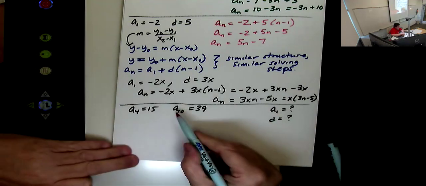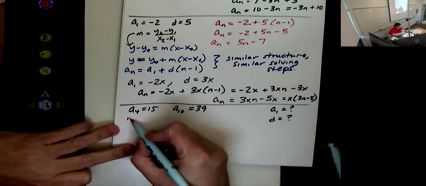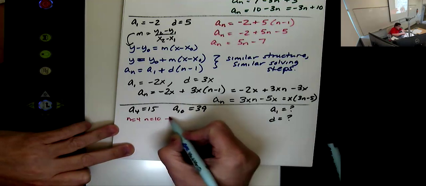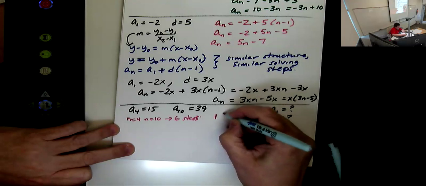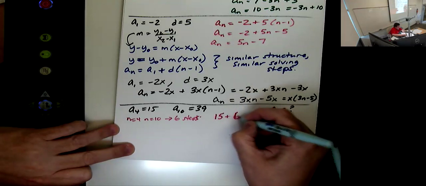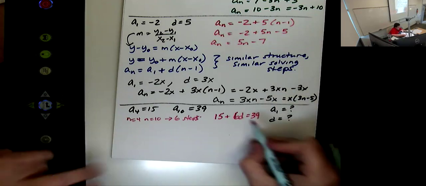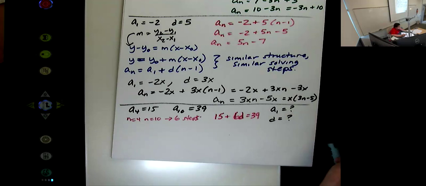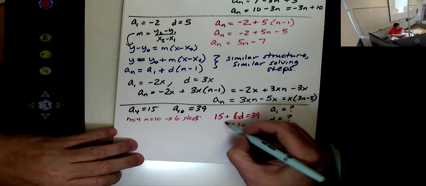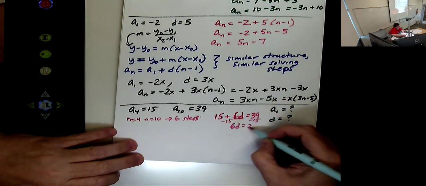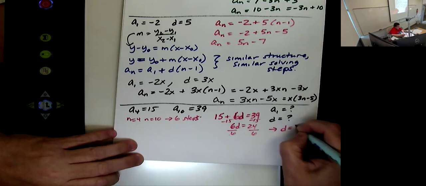How many steps has n gone? 6. Yeah, n equals 4 to n equals 10 is 6 steps. So we've got 15 plus 6 times d has to equal 39, because d is what we add each time. So 6d equals, if I subtract 15 from both sides, 24. If I divide by 6, I get d equals 4.